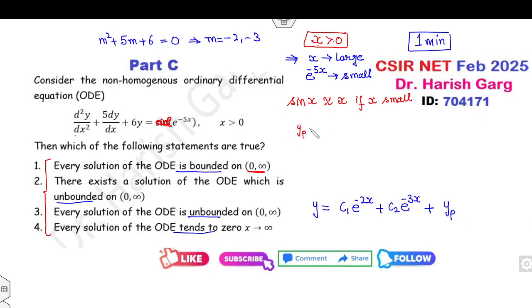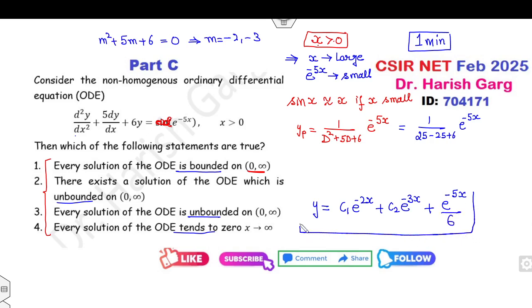So now, can you find the particular integral of e raised to power minus 5x? Now you can easily use the method. It is 1 over (25 minus 25 plus 6) e raised to power minus 5x. So your required solution is e raised to power minus 5x over 6. Is it okay? This is my approach that I can tell you. You can approximate the solution with the help of this rule.